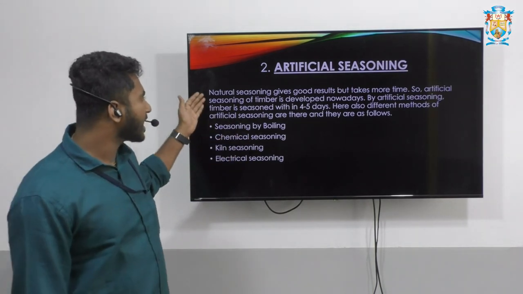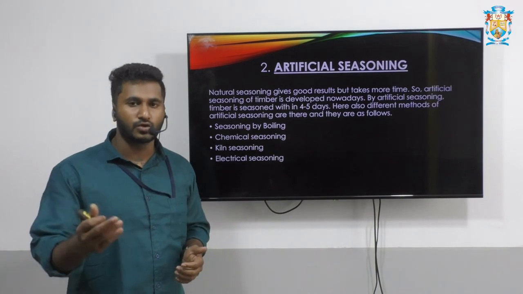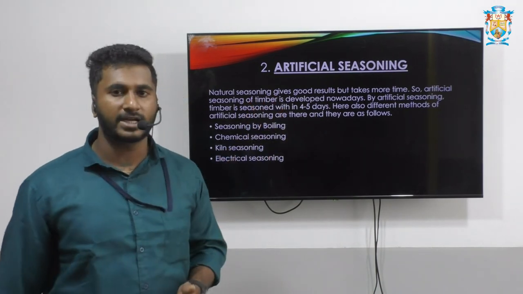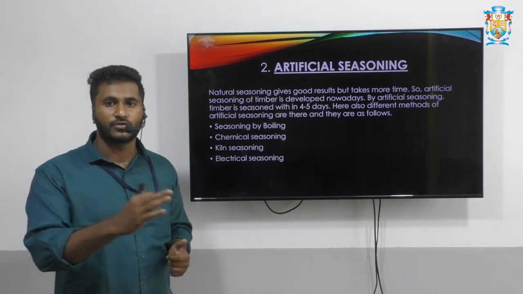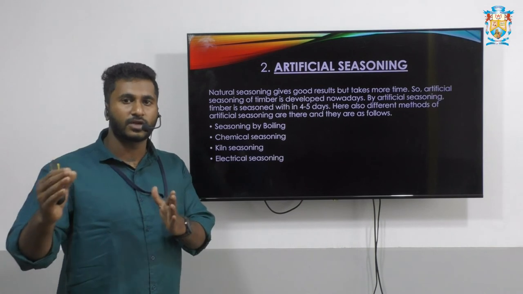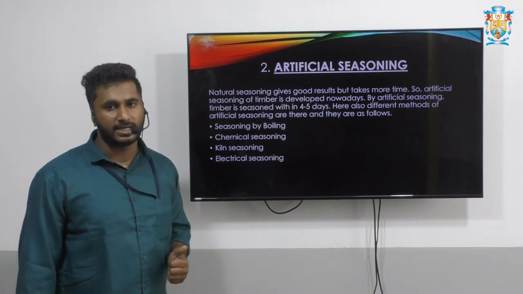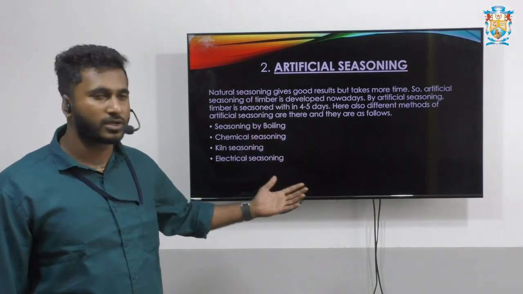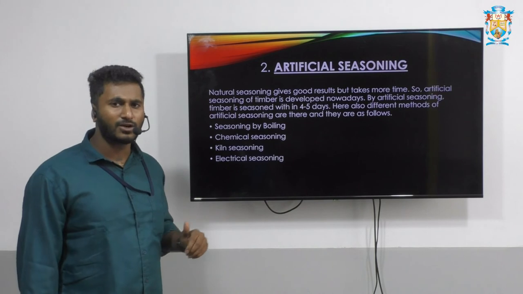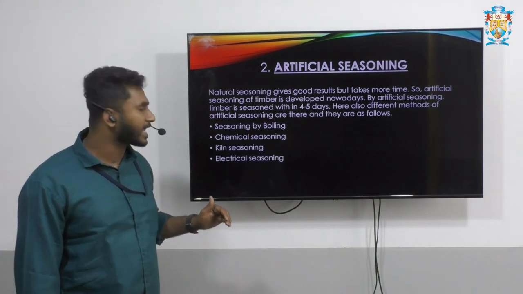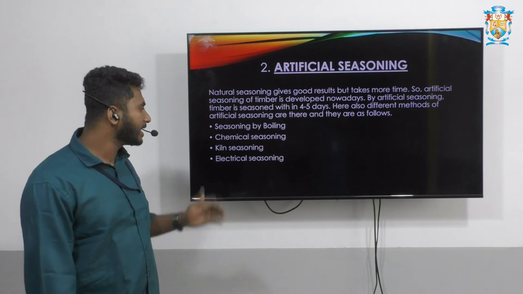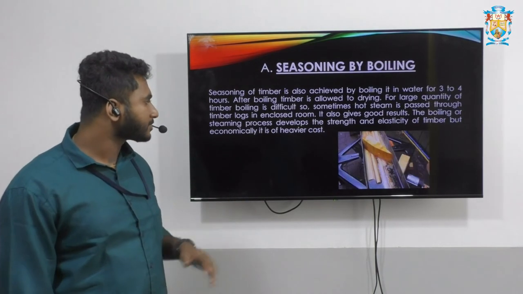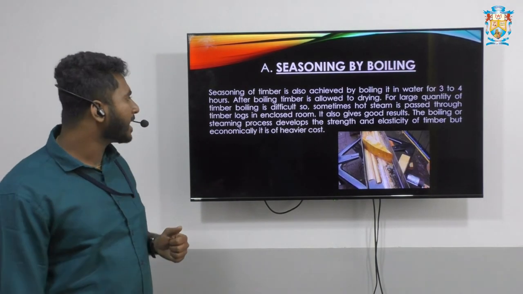So natural seasoning will take 3 to 4 weeks, and when it comes to artificial seasoning, that 3 to 4 weeks of work will be done in 4 to 5 days. So this is a very fast process compared to natural seasoning. Here also it has been divided into 4 categories: seasoning by boiling, chemical seasoning, kiln seasoning, and electrical seasoning. First one, seasoning by boiling.